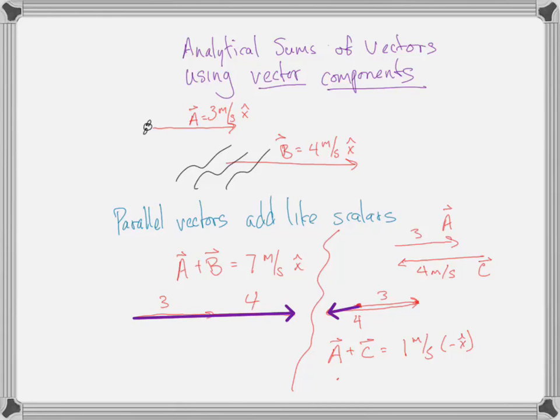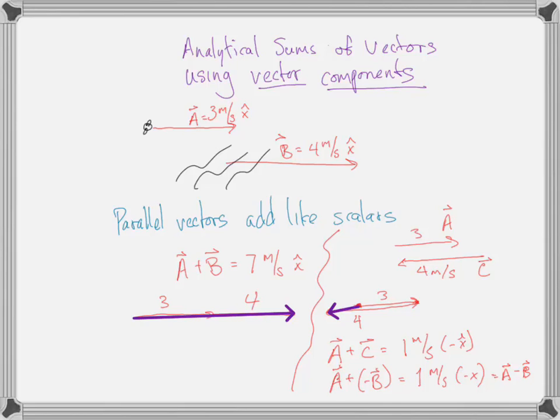What I was trying to show was that C is just minus B, right? It's B in the opposite direction. So we can also say A plus negative B is equal to 1 meter per second in the negative x direction. Or just A minus B. I wrote A plus negative B because negative B denotes that we're just turning the vector around. So A minus B is 1 meter per second.